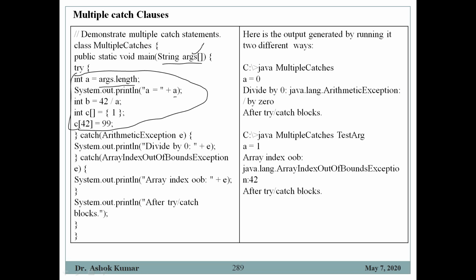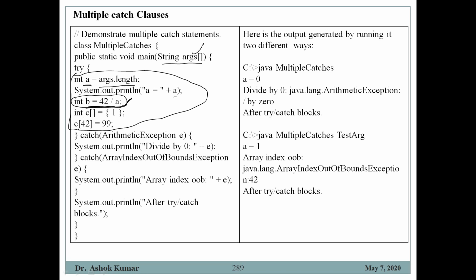Now we are performing one operation over here, 42 by 0. So this line can generate the error because we are writing 42 by a. The value of a can be 0 if we are not passing command line arguments. So this line will create an arithmetic exception class object.